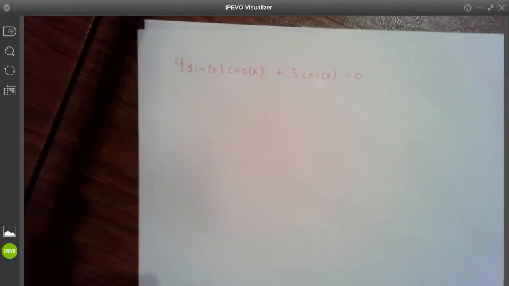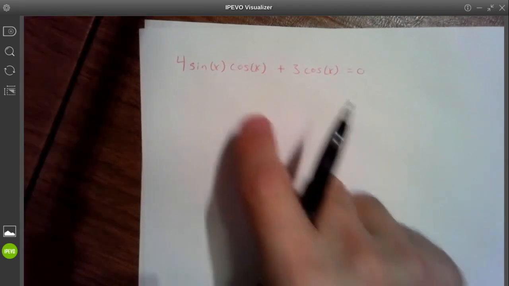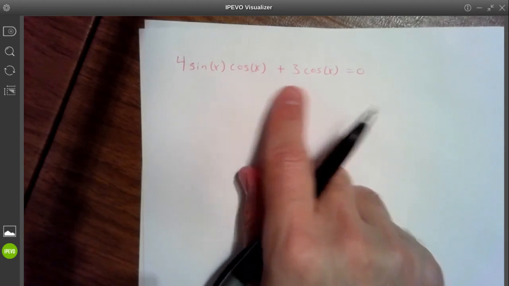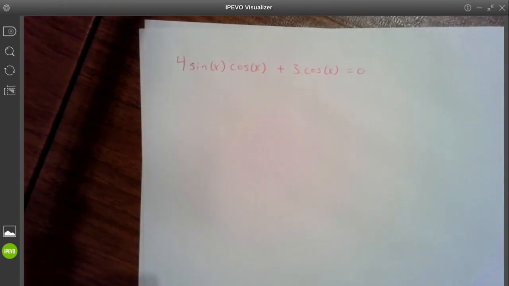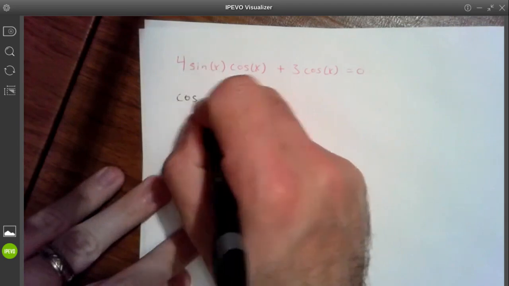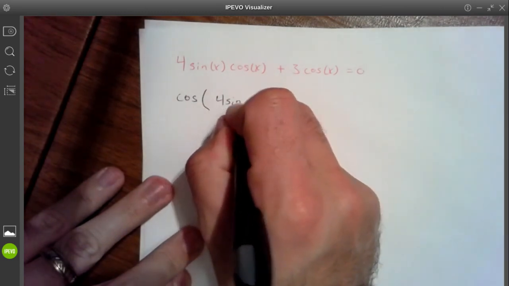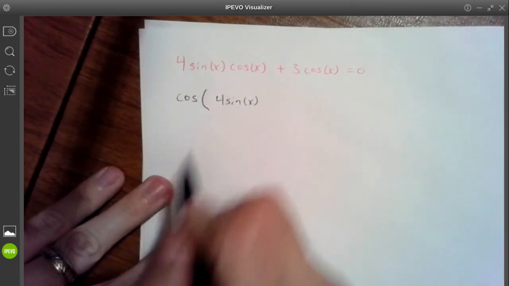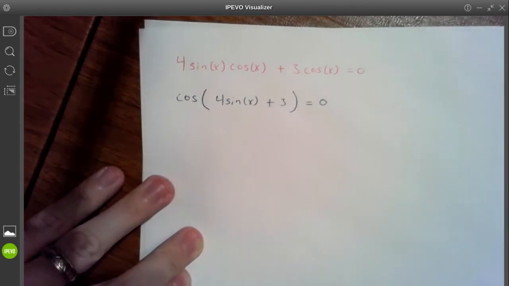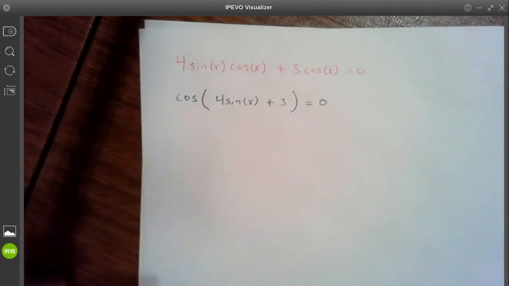All right, so for this equation, I've got kind of a blend between my last few examples. So I've got two trig functions. So I'm going to need to try to solve it, hopefully by factoring. In this case, I've got two cosines, so I can factor out a cosine. That's going to leave me with a 4 sine of x here, and then plus 3 is equal to 0. Then you would set each of these factors equal to 0 and then solve for x.